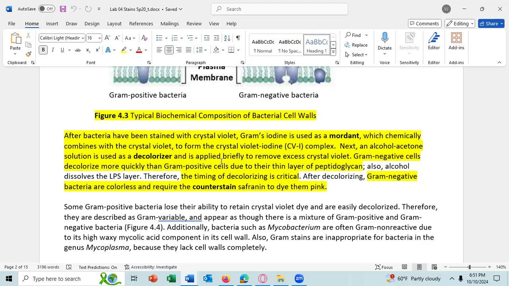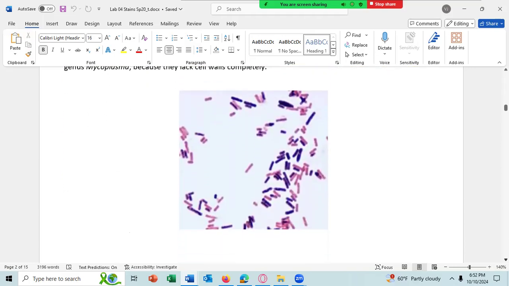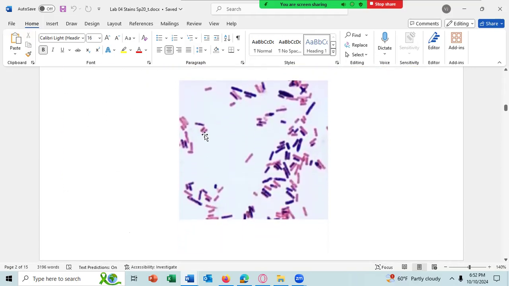The easiest way to do it, like I said before, is to visually observe it and apply the decolorizing step until the crystal violet stops running. Once it stops running, stop adding the decolorizer. That will cause the gram-negative cells to be clear, and then we stain with safranin to get the gram-negative cells to stain pinkish. And there we're seeing gram-negative cells and gram-positive cells.